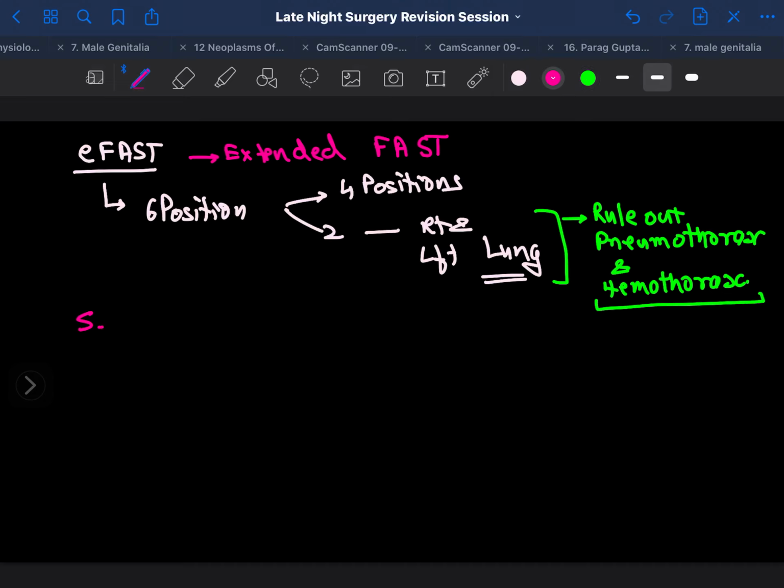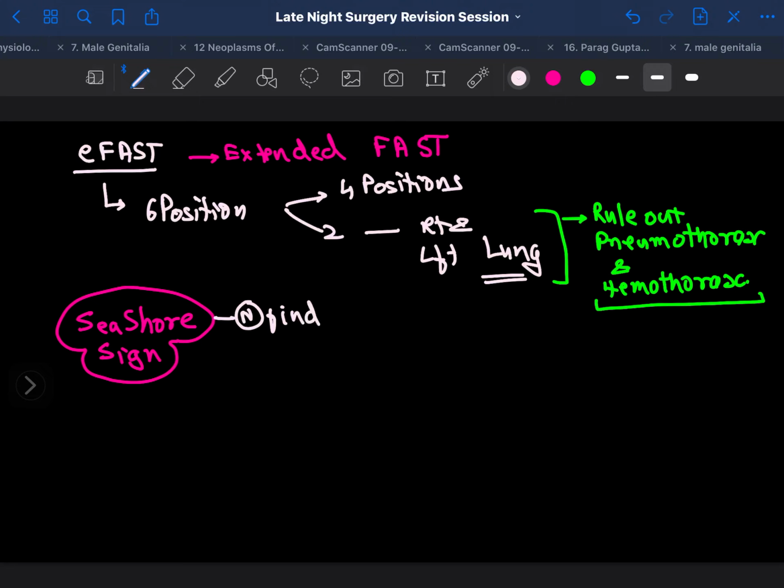Now, there are 2 signs. One is called the seashore sign. What is this seashore sign, guys? The seashore sign is a normal finding which you basically get in the patient. If a USG of the thorax is done in you and me, we will get this seashore sign. What is happening? There is a chest wall and there are lungs. The lungs are expanding, coming and hitting the chest wall and then going back. They look like the waves of the sea which are coming and hitting the shore and receding back. This is what is called the seashore sign.